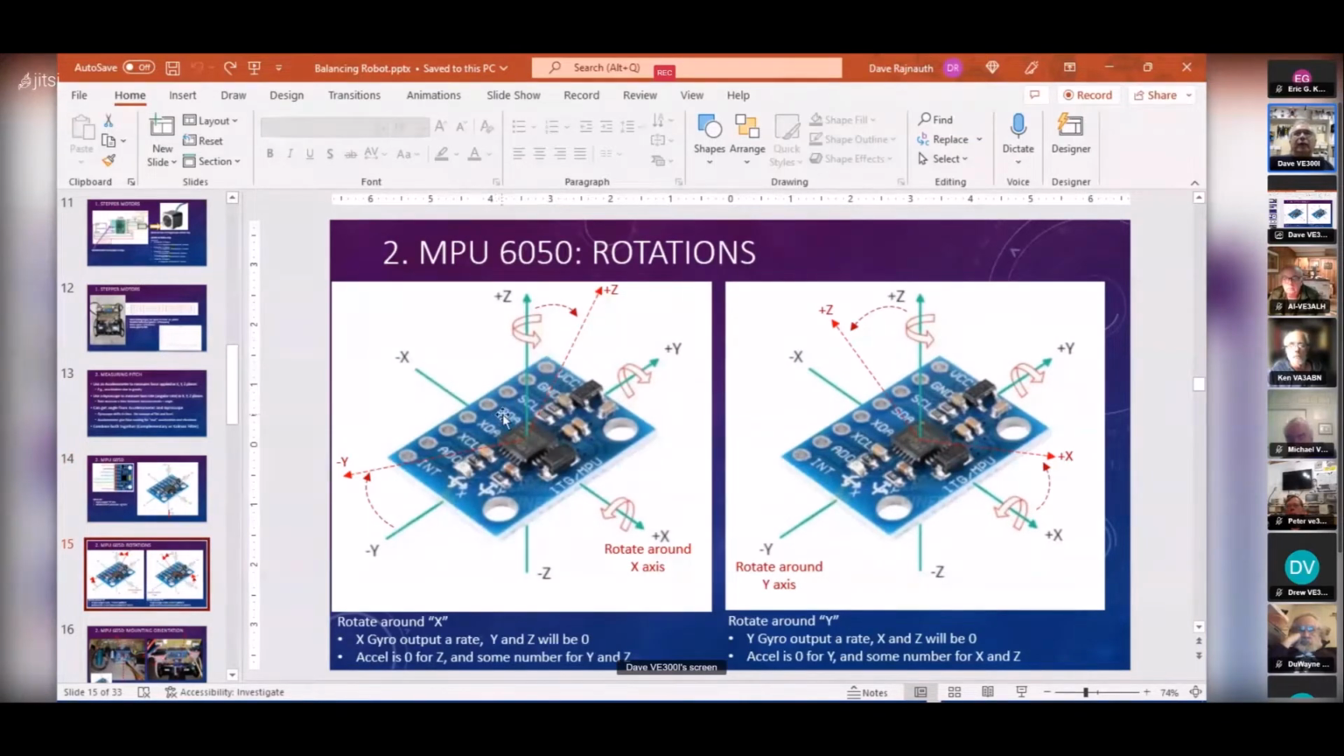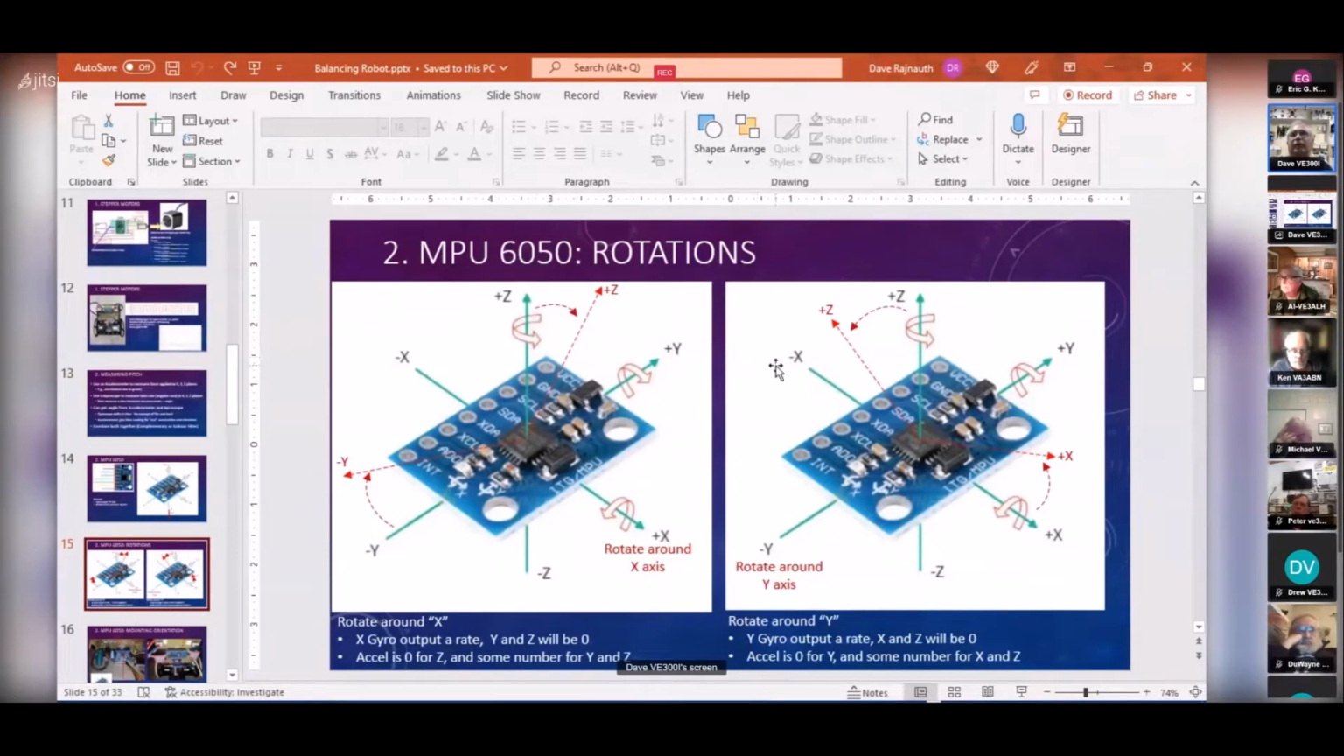So the way this works is that if you look at a rotation around the x-axis, I'm going to rotate this thing around the x-axis here. This end comes up, that end comes down. So the plus z-axis moves over here, and the minus y-axis comes up here. This is called my pitch, and that's what the accelerometer will give you. It'll give you that angle.